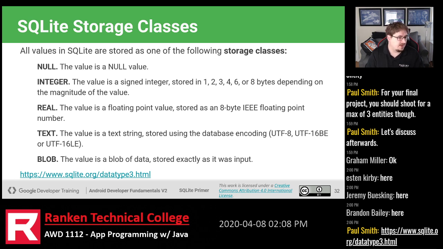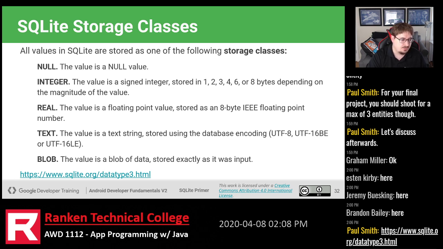The next storage class is real. Real stores things like floating point numbers, floats or doubles. It always stores those as an 8 byte IEEE number. There are 8 bits in a byte, so that's 64-bit, which means any float or double you store is always stored as a double. Whether you specify the column as float, double, or real, in the actual database it will be stored as a double.